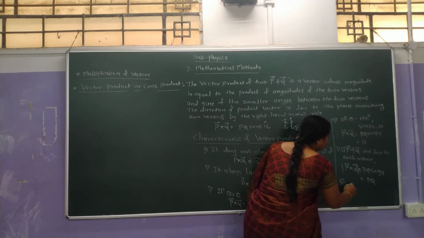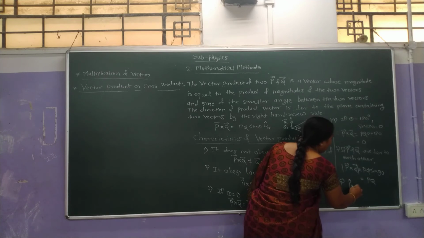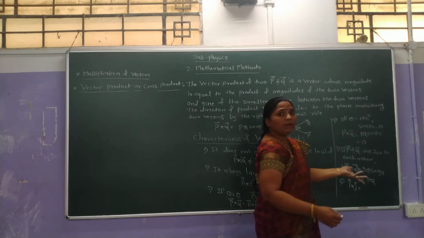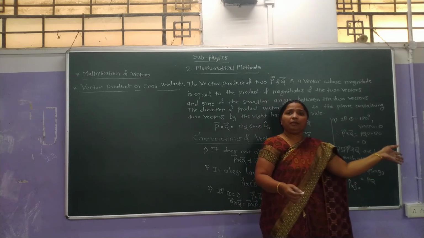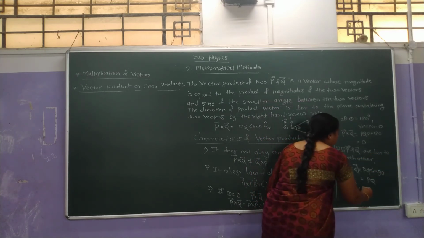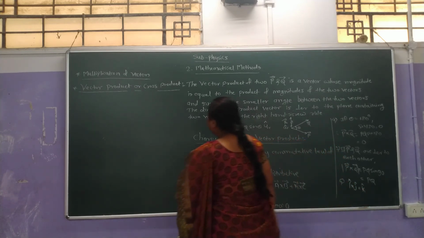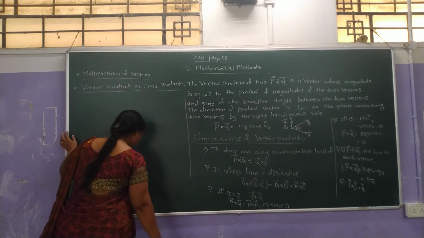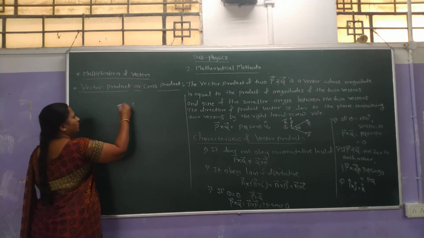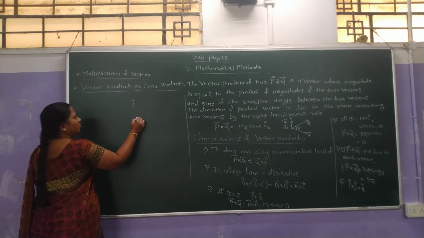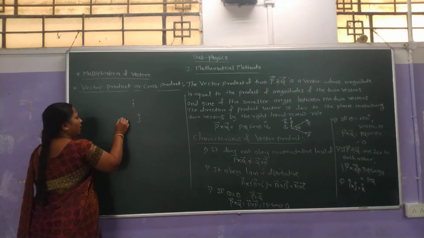Sixth characteristic: i cross j is the remaining third vector, k. By using that cycle, i vector, j vector and k vector.